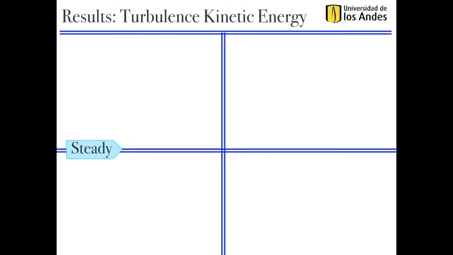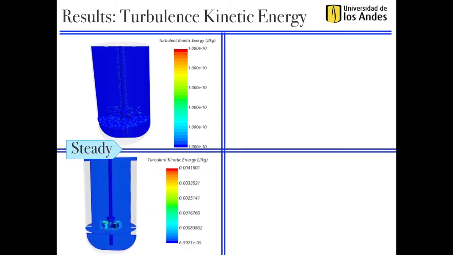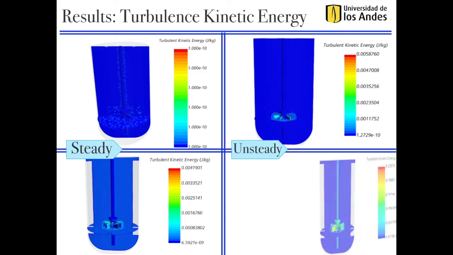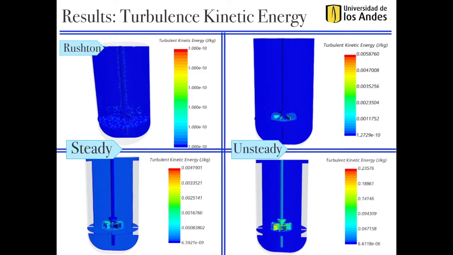The results of the turbulent kinetic energy present bigger values for the modified impeller in comparison with the Rushton for some Reynolds numbers. This value depends on the velocity, so if the velocity increases, this will increase too. This implies that there is more dissipation of energy and an increase in turbulence.